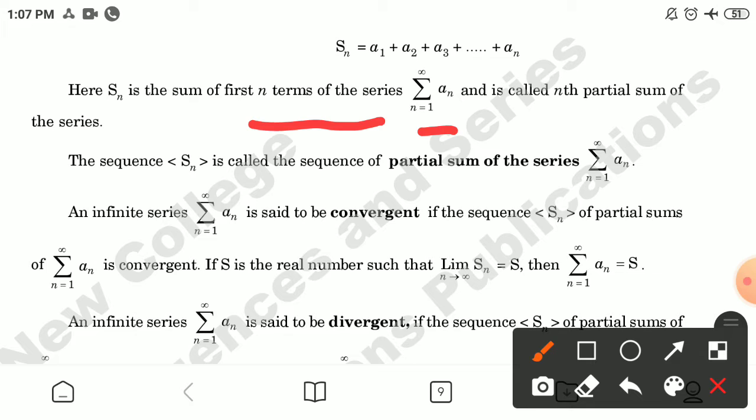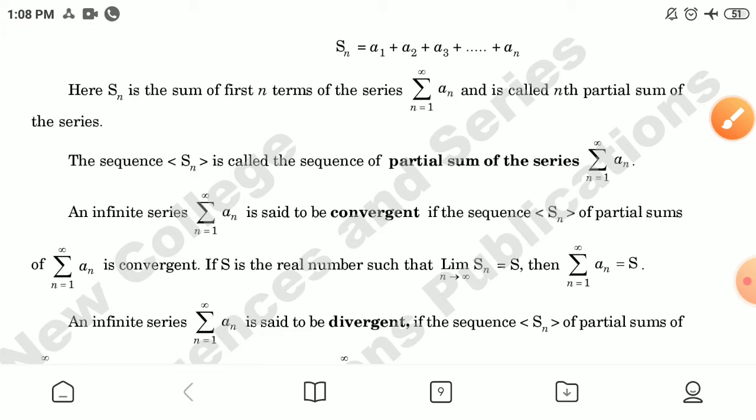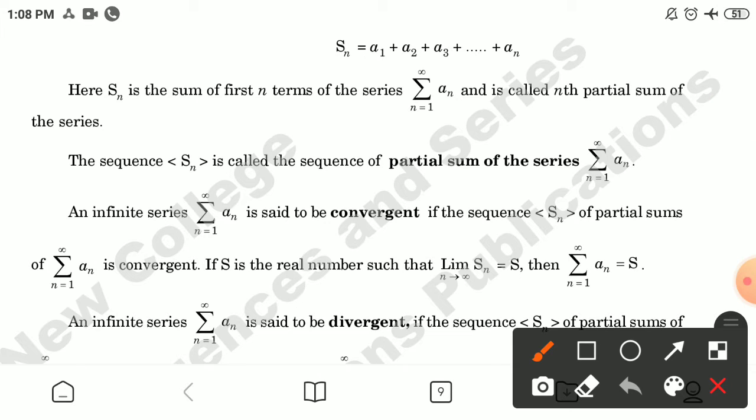The sequence Sn is called the sequence of partial sums of the series summation an. An infinite series summation an is said to be convergent if the sequence Sn of partial sums of summation an is convergent. If s is the real number such that the limiting value of Sn as n tends to infinity is equal to s, then summation of an is equal to s.